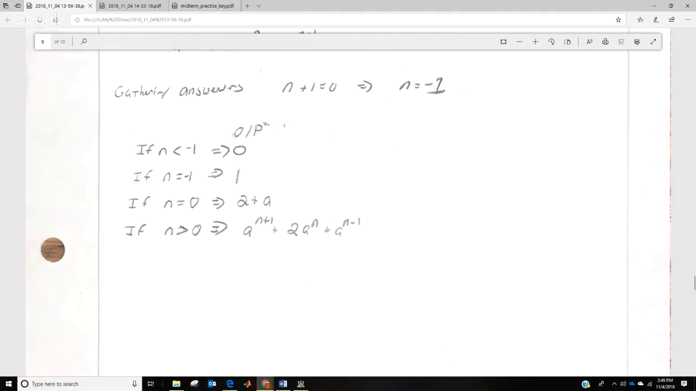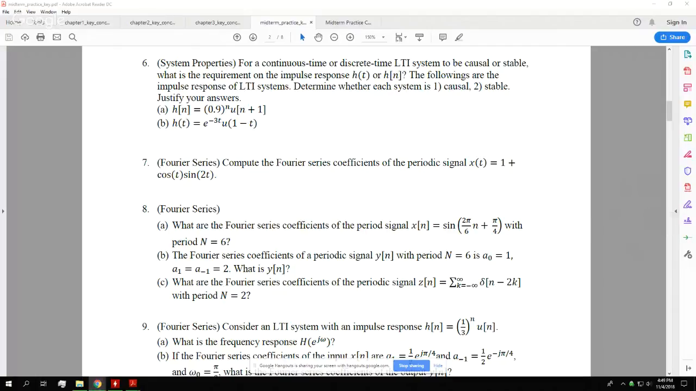Okay, and let's make sure my screen's displaying. Sweet. Okay, so we're going to get into problem 6. This is another systems properties problem. So we're going to take a look at 2 signals, one in discrete time and one in continuous time, and we want to ask ourselves the question: are these systems, rather, causal and stable?